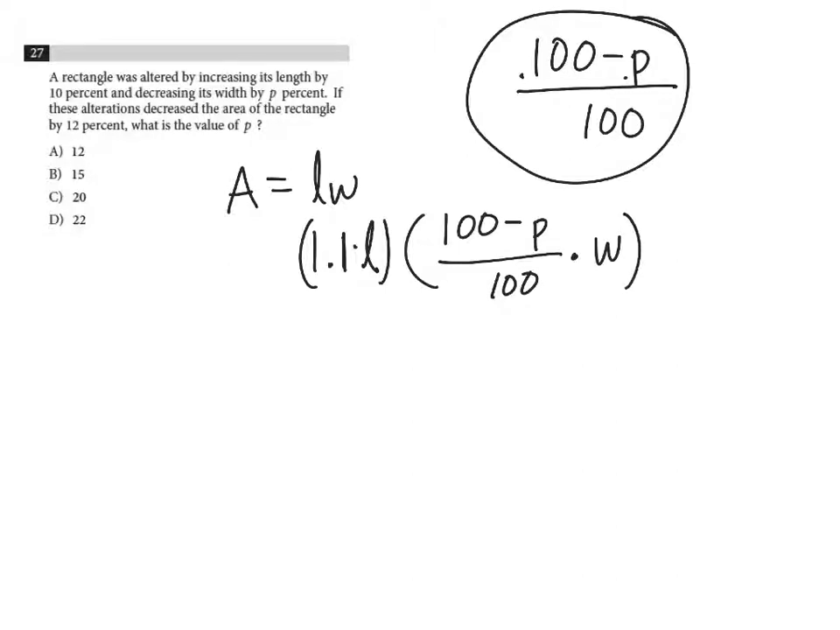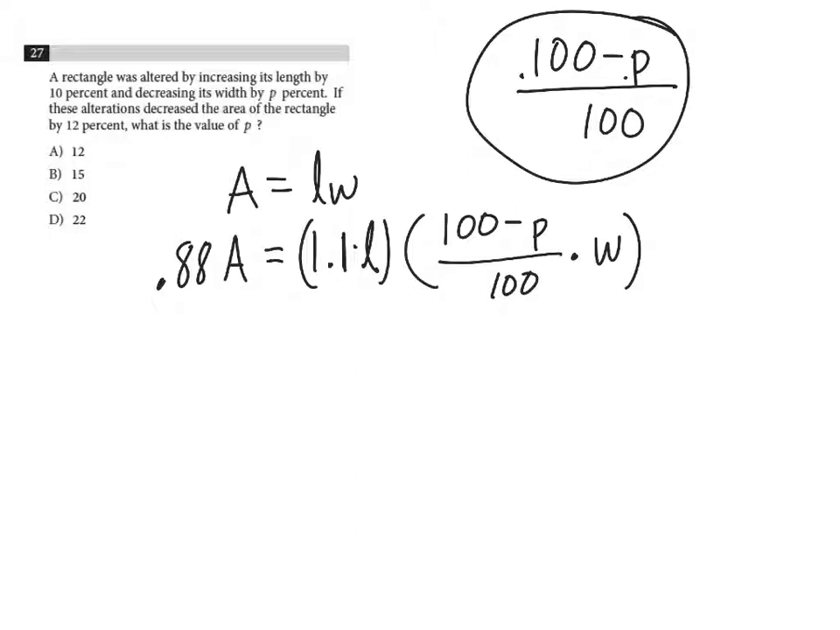That's a decrease. And we know that the alterations decrease the area of the rectangle by 12%. Well, if we decreased by 12%, then the new area will be 88% of what it used to be. So we're going to need to multiply the area by 0.88. It's 88% of what it was before.